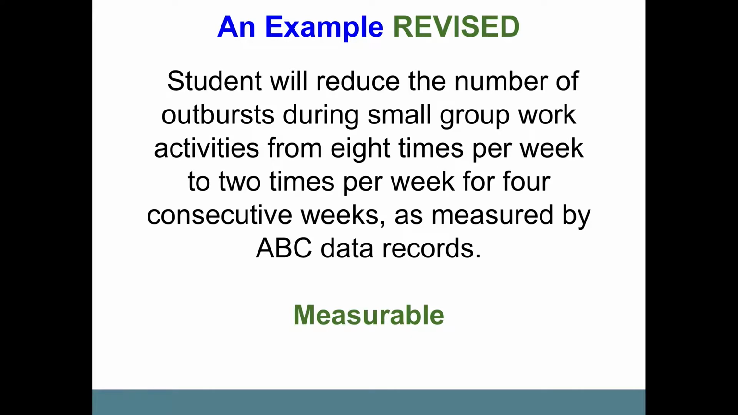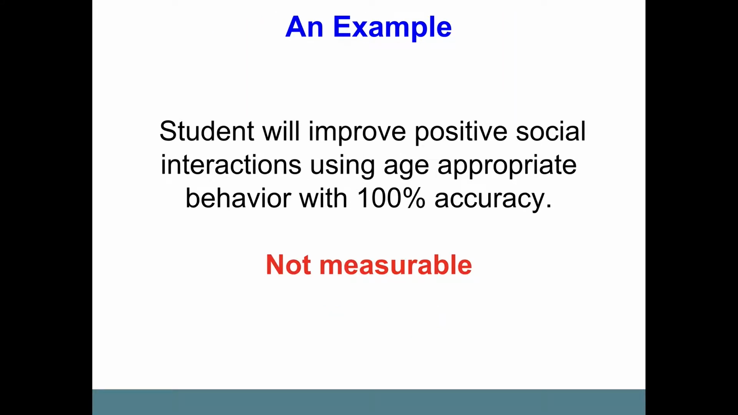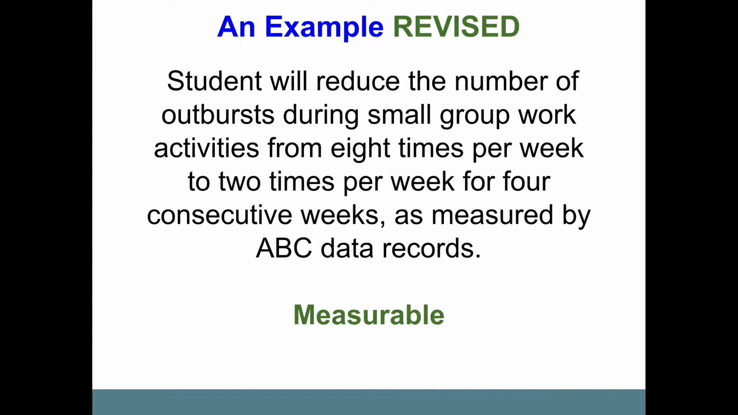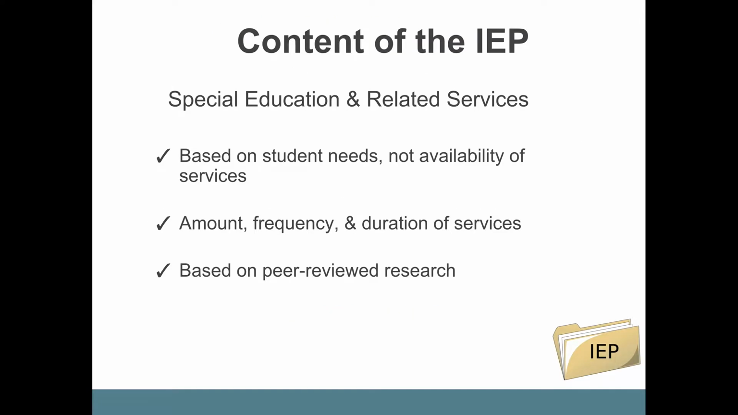So you've determined exactly what this age appropriate behavior is. You've determined the percentage of performance or the criteria for performance, from 8 times per week to 2 times per week. You've determined the length of time, 4 consecutive weeks, and the extent to which or the methods by which you will measure that behavior. So this makes it much more observable and measurable. So when you're thinking about how to develop measurable goals, you'll want to ensure that you embed each of these components.